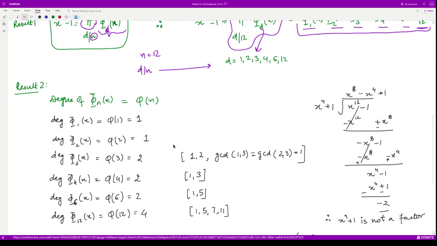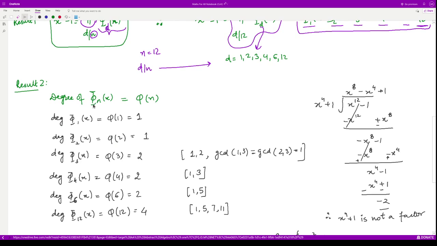So there is a second result: the degree of this cyclotomic polynomial phi n of x is equal to phi of n, where what is this phi? This is the Euler phi function, right? And it gives you the number of positive integers relatively prime to n, right? For more details about this Euler phi function and the cyclotomic polynomials, you can have a look at video number 19 from the playlist Field Theory, the link of which is given in the description, right?